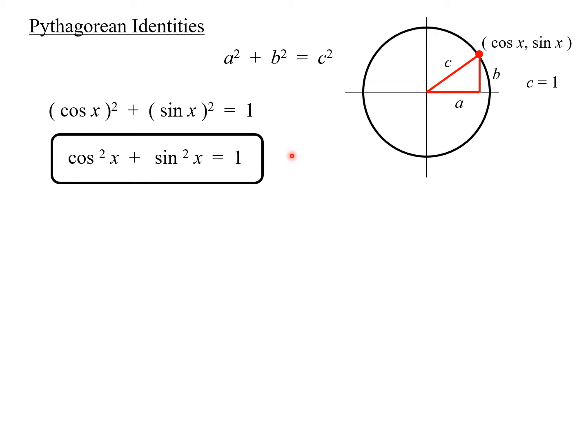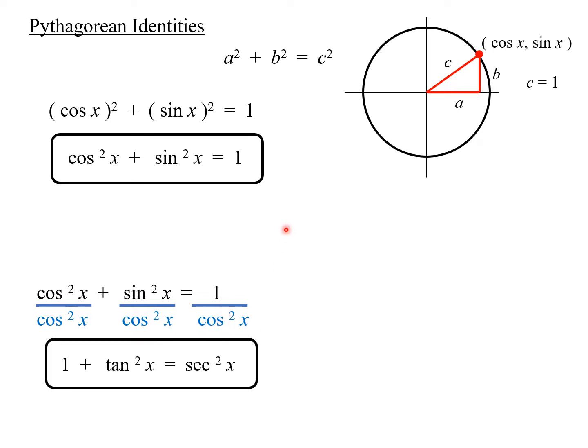Okay, now what I'm going to do is take this and divide every term by cosine squared of x. All right, and when I do that, the first term, cosine squared over cosine squared, just becomes 1. The sine squared over cosine squared, sine over cosine is tangent, so that becomes tangent squared, and 1 over cosine squared is secant squared. And so this becomes this Pythagorean identity.